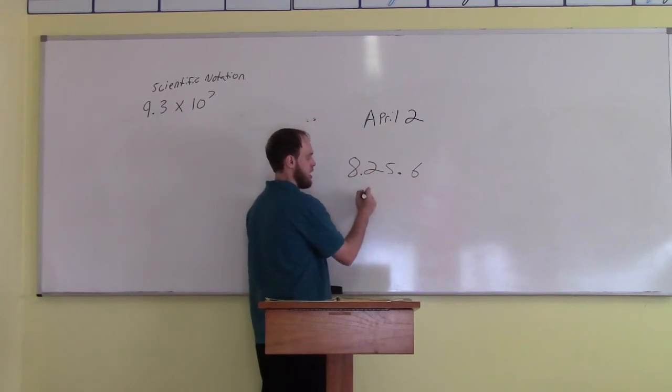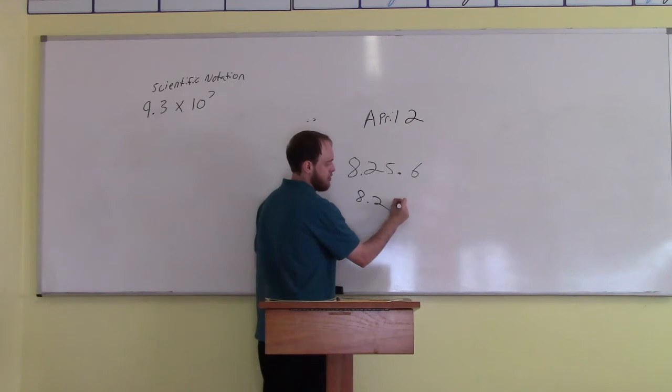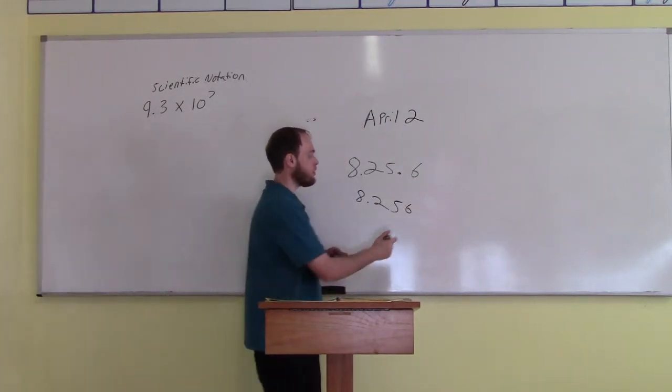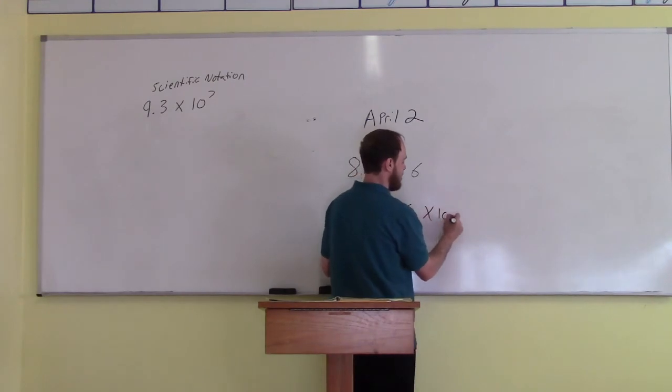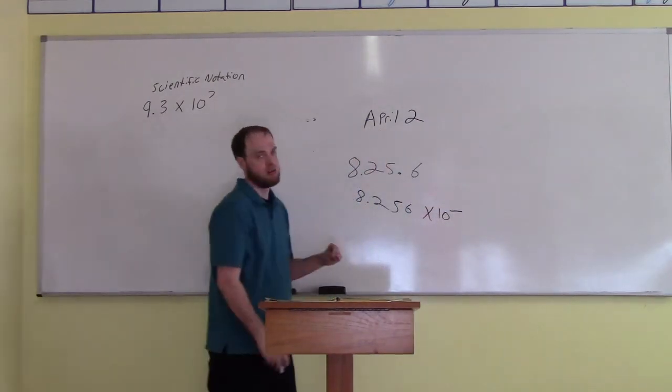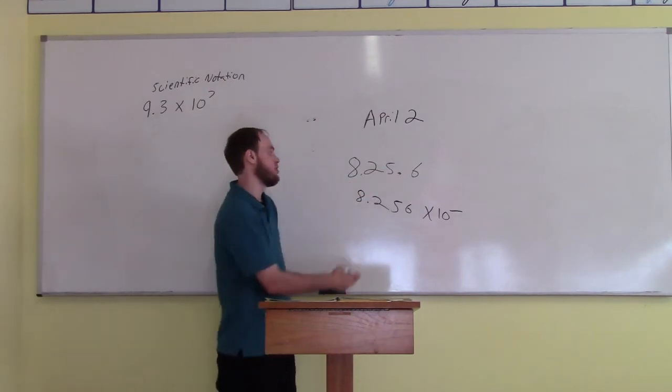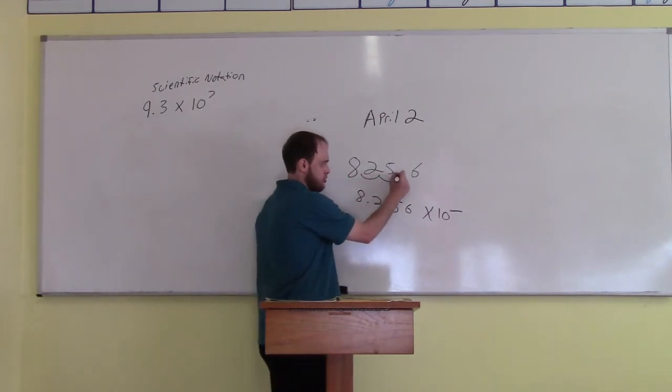So it'd be 8.2 is what I would write. Then I see a 5, so I write the 5. Then I see a 6, so then I'm done. So then it's times 10 to what power? So I'm going to move the decimal over until I get to the actual decimal place in the answer. So it'd be 12 times.